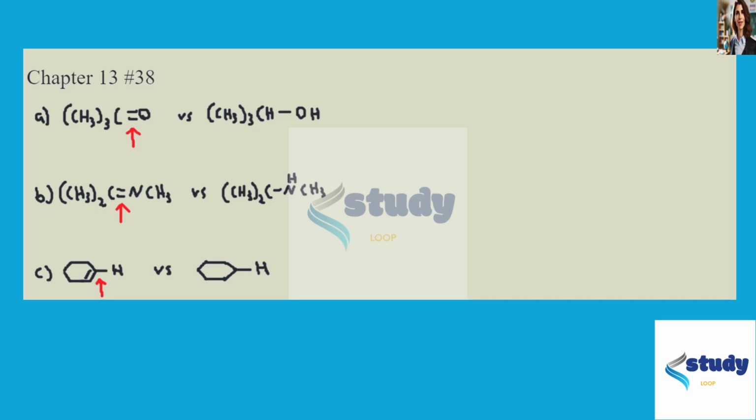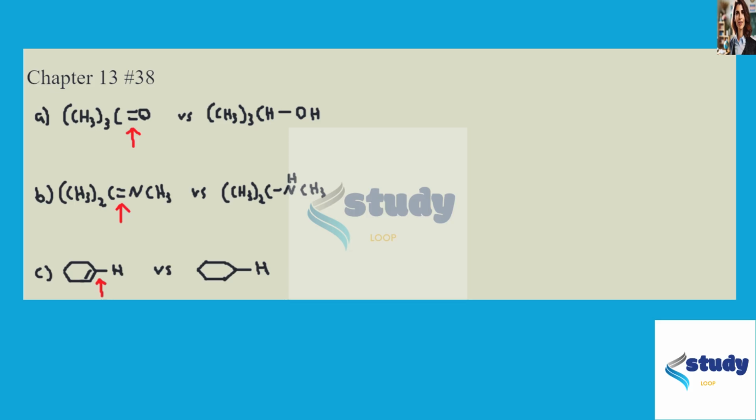This is the answer to Chapter 13, problem number 38 from the Smith Organic Chemistry textbook. This problem is giving us three pairs of molecules and asking which molecule of each pair is going to absorb at the higher wave number. Within each pair, it's highlighting a bond in each of the molecules and asking us which bond is going to absorb at a higher wave number by IR.